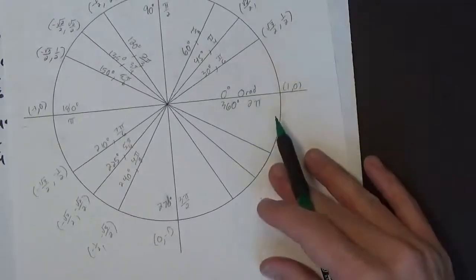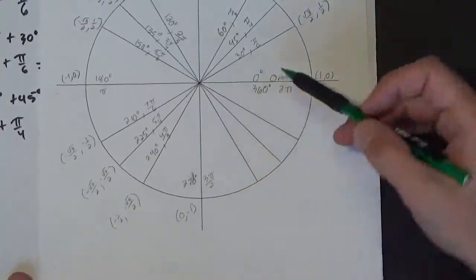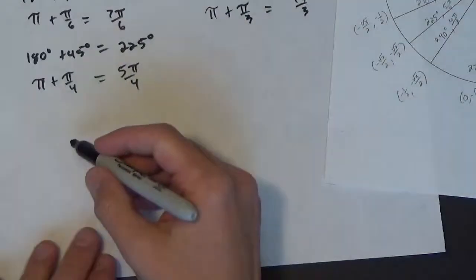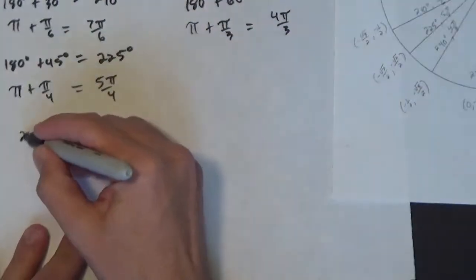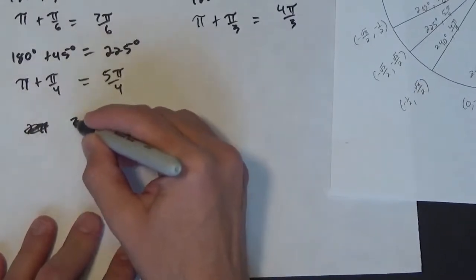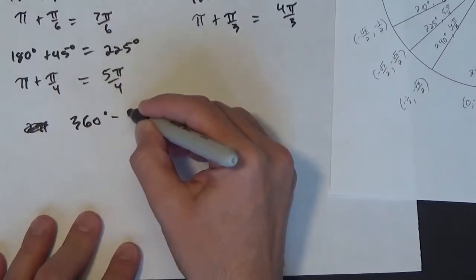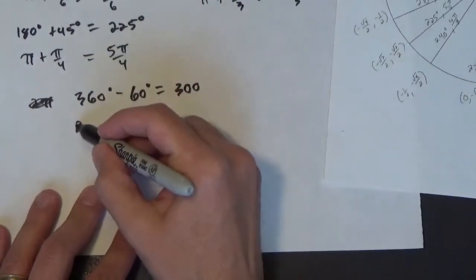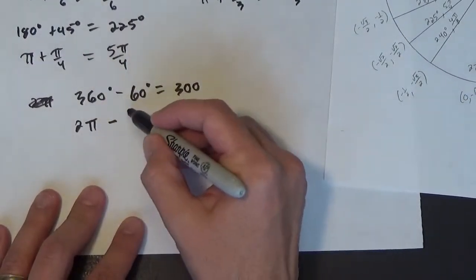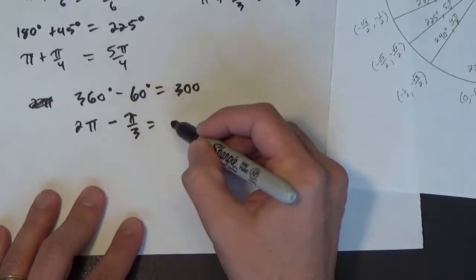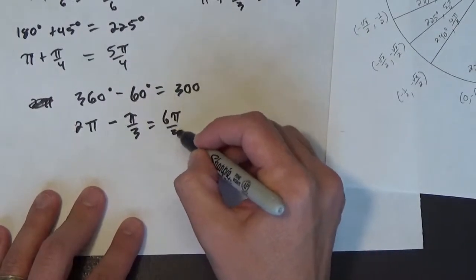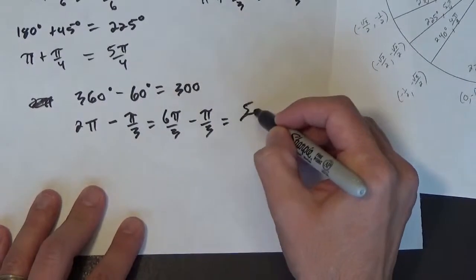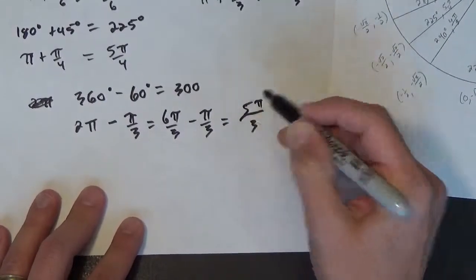So now we can go backwards. So this one has a reference angle of 60. So we now have to take 360 degrees minus 60 degrees, which is 300. And then we have 2 pi minus pi over 3. So that's 6 pi over 3 minus pi over 3, which is 5 pi over 3.